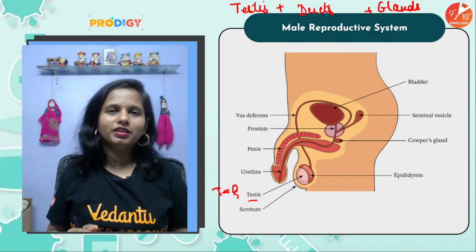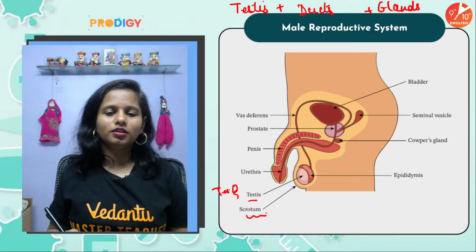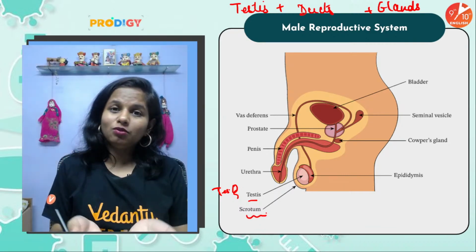Now the testis is placed in a sac-like structure that's called a scrotum. The scrotum is placed outside of the abdomen.